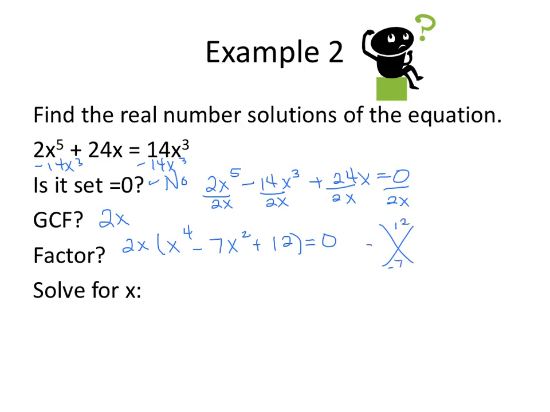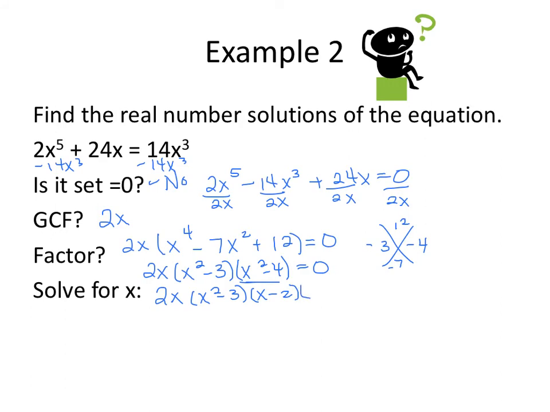So what two numbers multiply to make 12 and add to make negative 7? That'd be negative 3 and negative 4. So we'll have 2x, and we'll have x squared minus 3, x squared minus 4. So is it done? No, because this is the difference of two squares, so we have to go one more time. So 2x, x squared minus 3, x minus 2, x plus 2 equals 0.